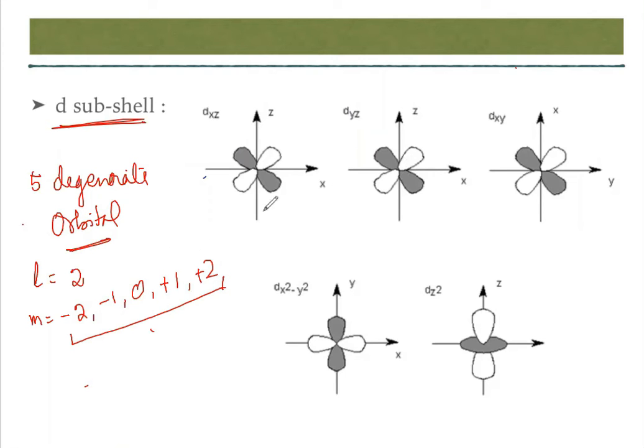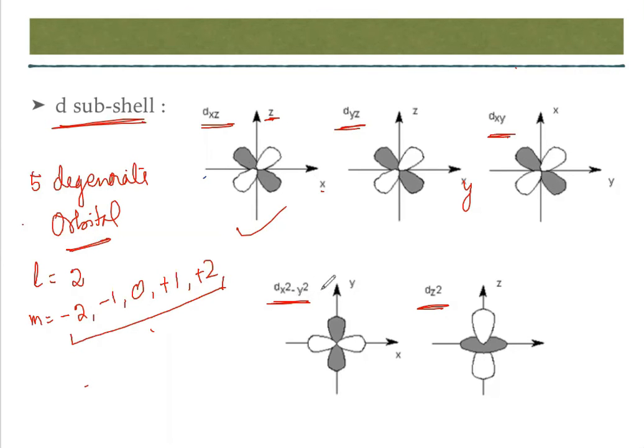So those 5 degenerate orbitals are dxz, dyz, dxy, dx square minus y square, and dz square. Now dxz means the lobes are present on the x and z axis. So can you see that these two are x and z? Yes. Dyz means the lobes are present on the z and y axis. Dxy means the lobes are present on the x and y axis.